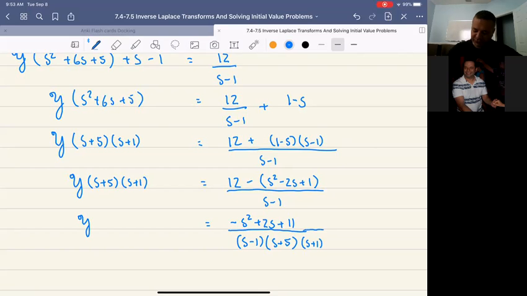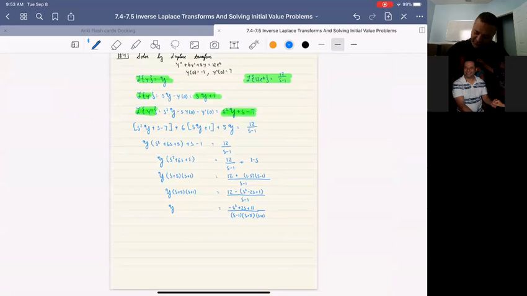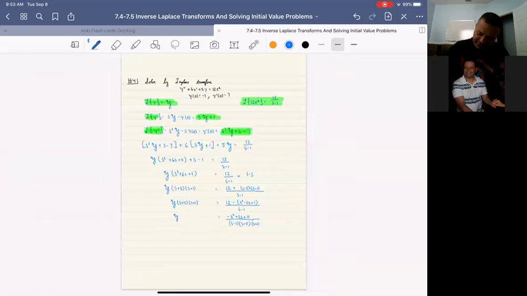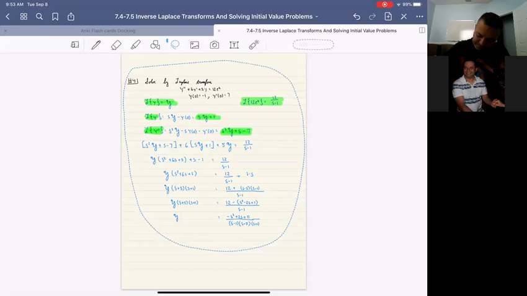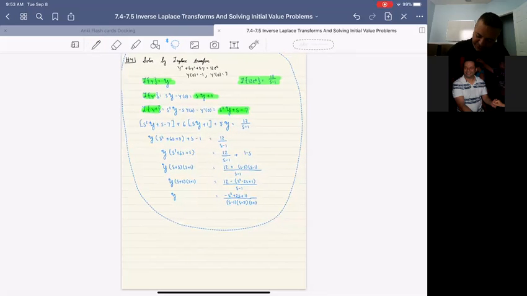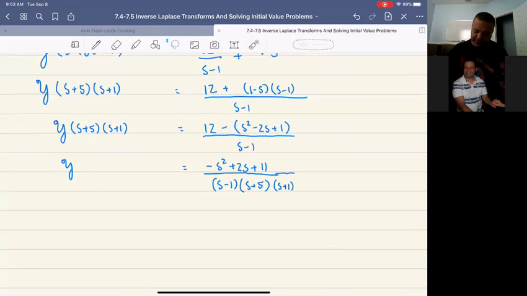Oh, how much space do we have? Oh, we're good. Make it a little smaller. Or actually move it up a little bit. Okay.